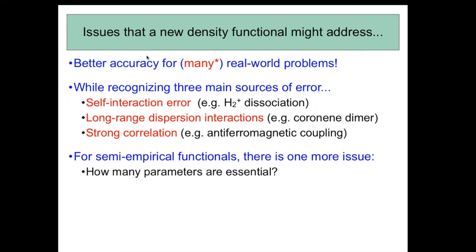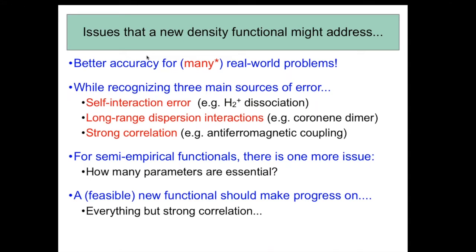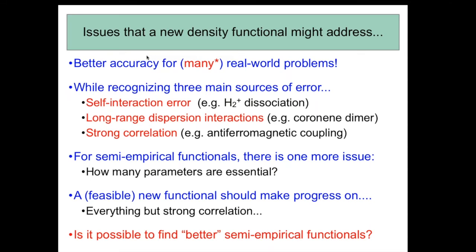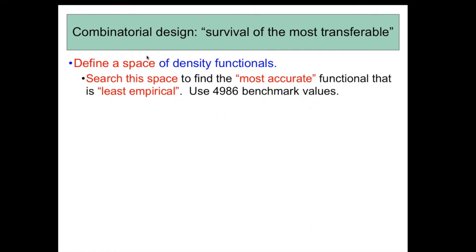And then there's one more issue: how many parameters should you retain? And we're going to ignore the strong correlation issue and see how well we can do making semi-empirical density functionals that are really useful for chemistry. Okay, so I already told you we're going to define a search space in which a whole swarm of functionals will be trained. We try to be very data intensive in this work, so we use, in the end, nearly 5,000 benchmark values to train the most recent of these functionals.